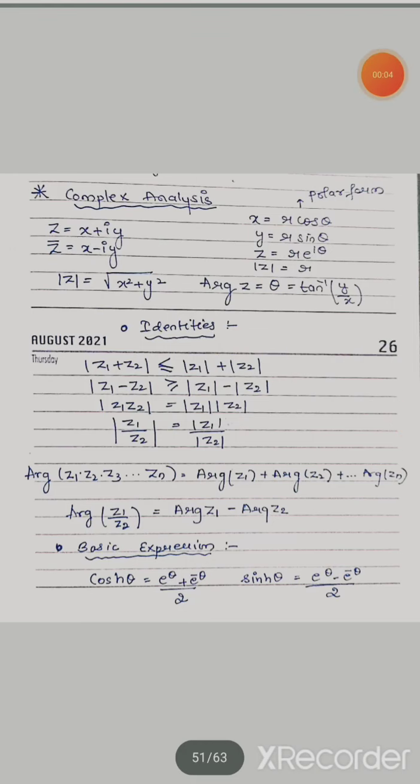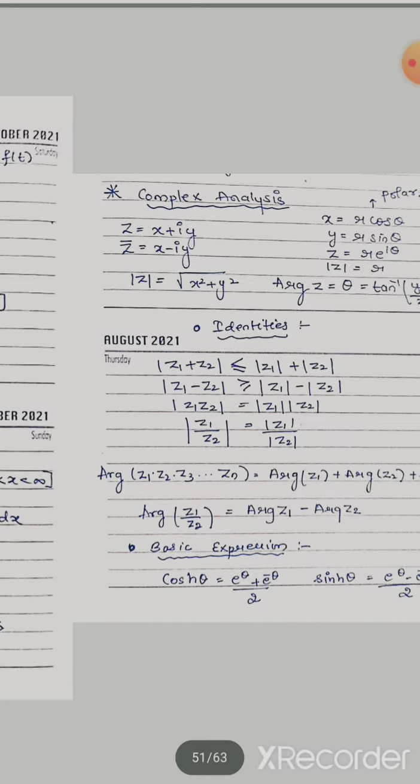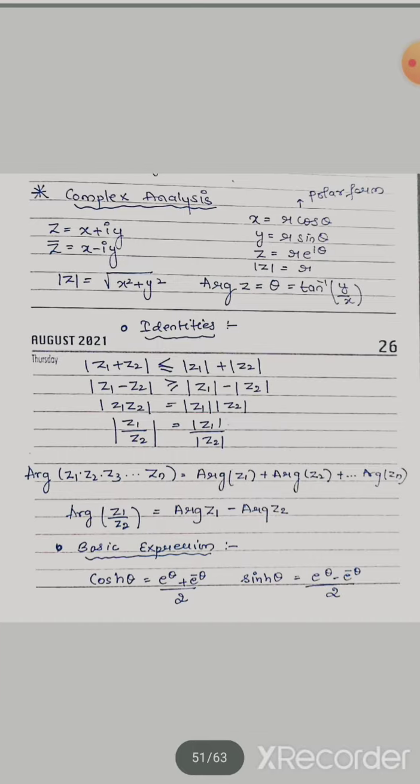And today we are going to learn about complex analysis, the continuation part of MMP, that is mathematical physics. So, in today's class, let's begin. First thing is complex analysis. In complex analysis, how to represent that? A complex number is represented as z is equal to x plus iota y.